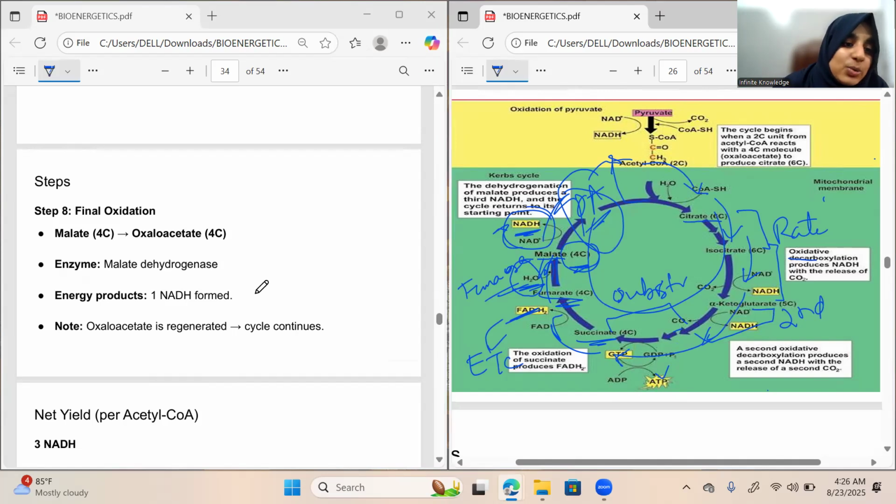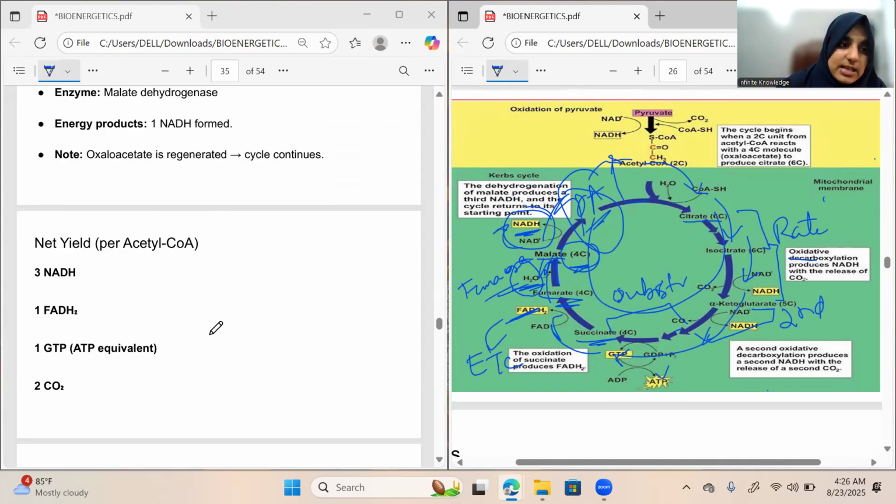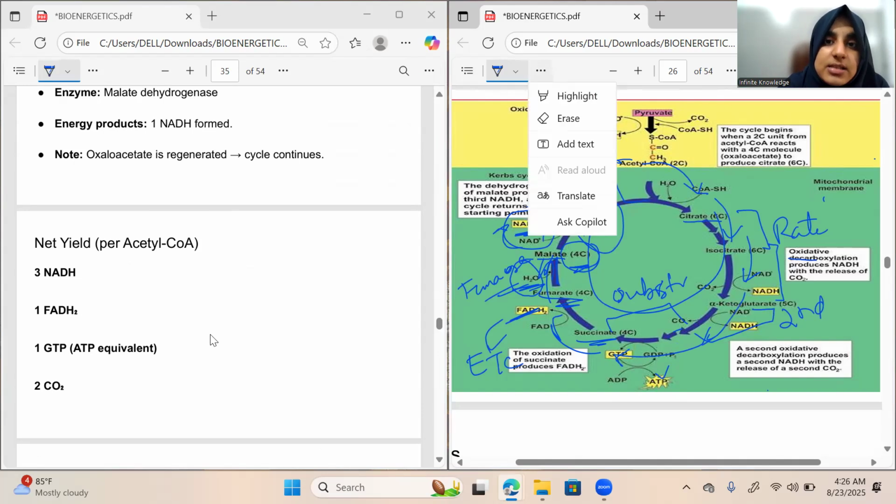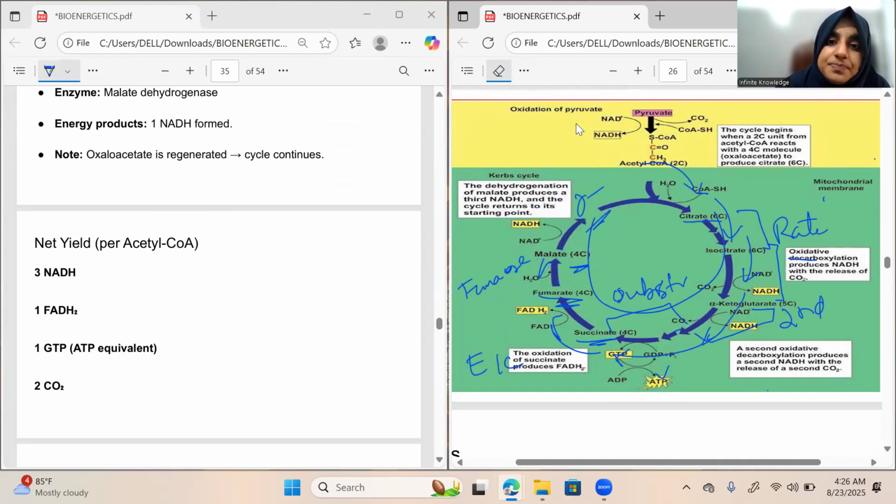Now we are going to do the net yield of energy per acetyl CoA. Wait, let me just erase this so that we can do this.